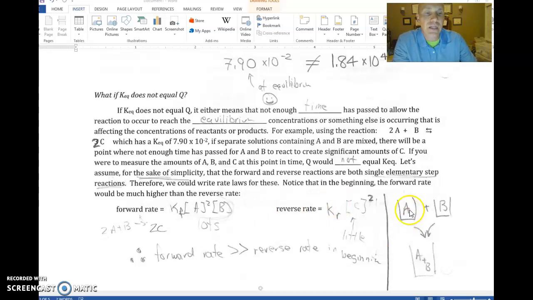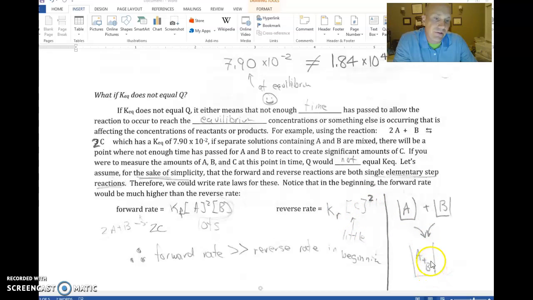Well, at the very beginning, when these things are mixed, we would have lots of A and B. That's really all that you would have in the reaction vessel. Since we have lots of that, lots of something times a constant is going to yield a large forward rate. Well, what about the reverse rate? That's the rate of this thing going the opposite direction. The rate law for the reverse rate is that rate constant times C raised to the second power.